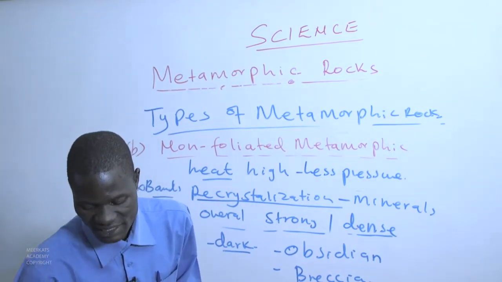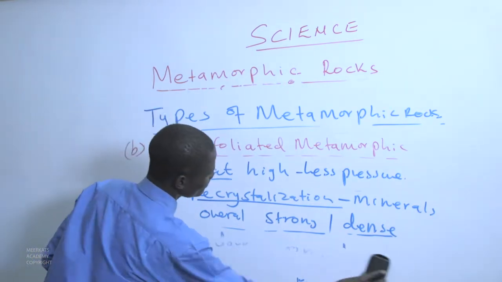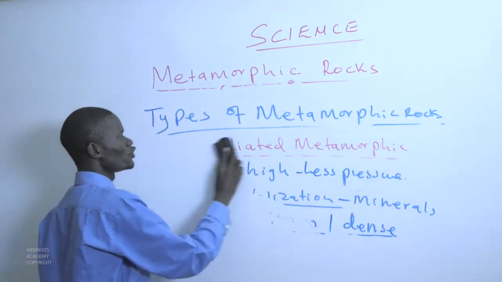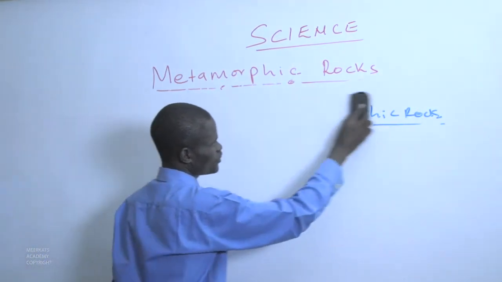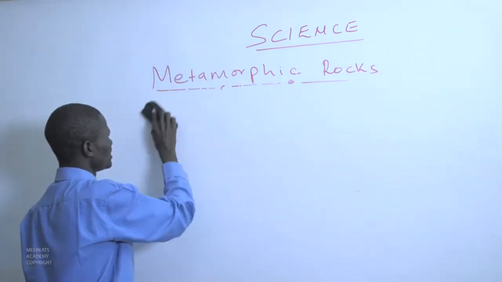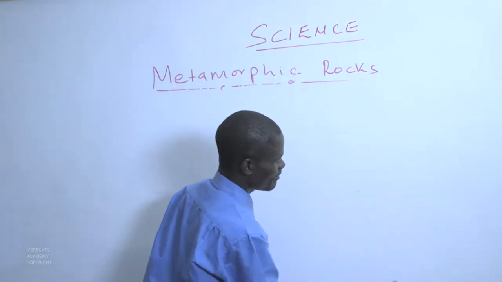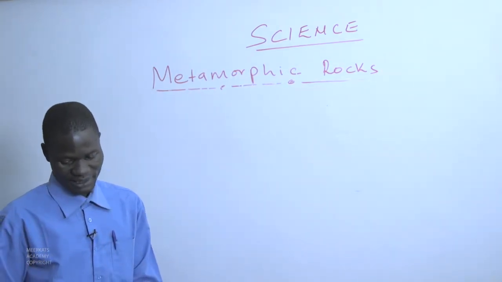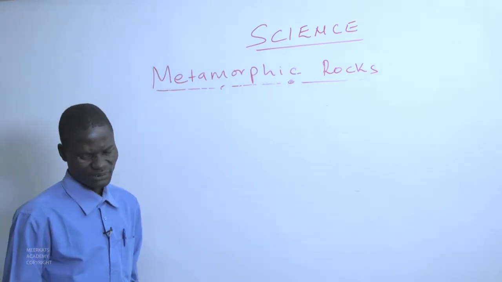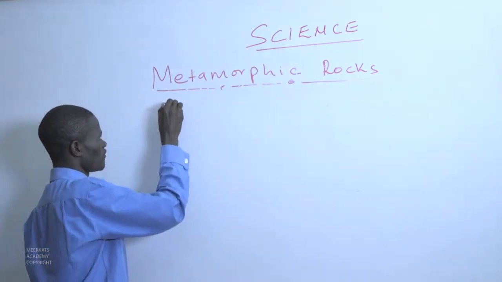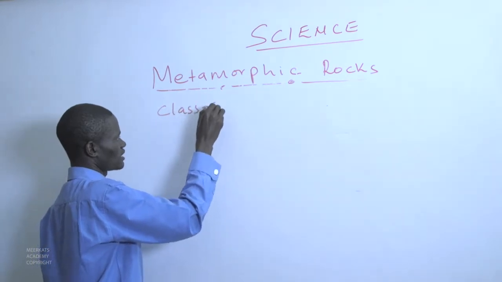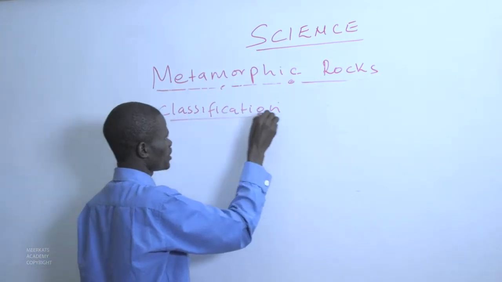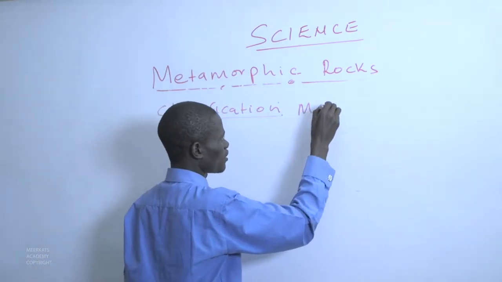We can also classify them further. We can further classify them into unique contexts so that we are able to find each of them placed in their rightful category, and perhaps we'll be able to know their uses. This now brings us to the classification of metamorphic rock.